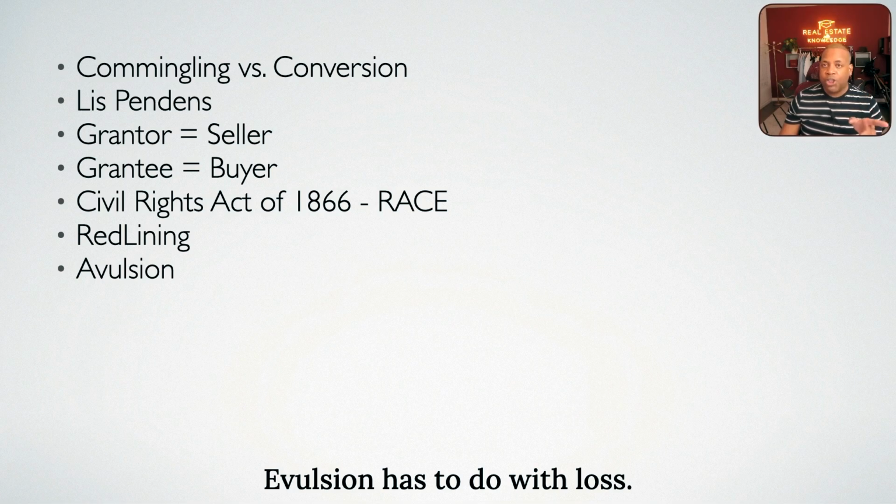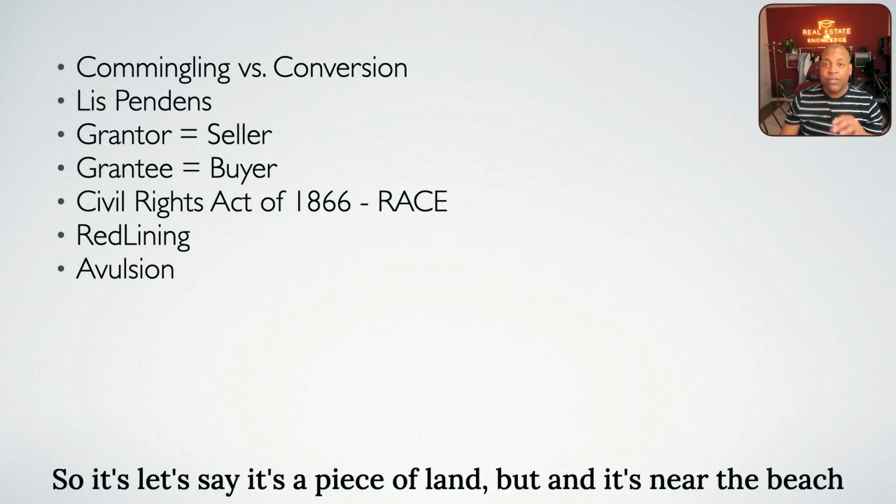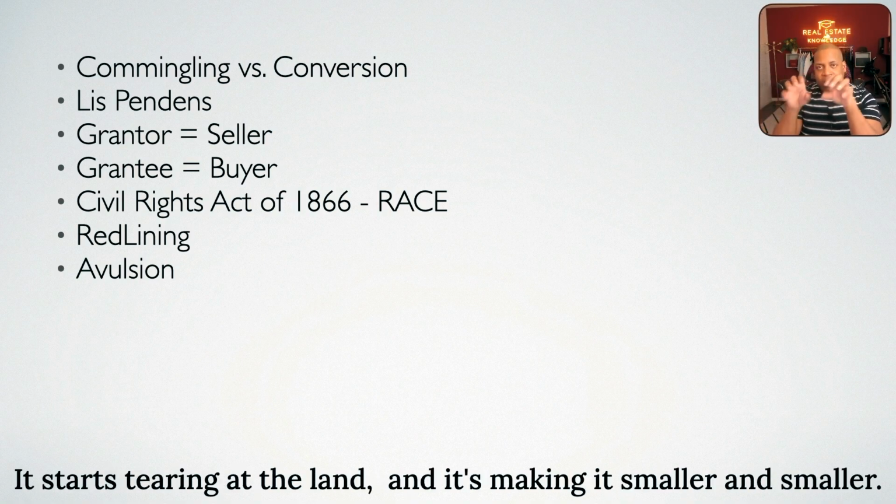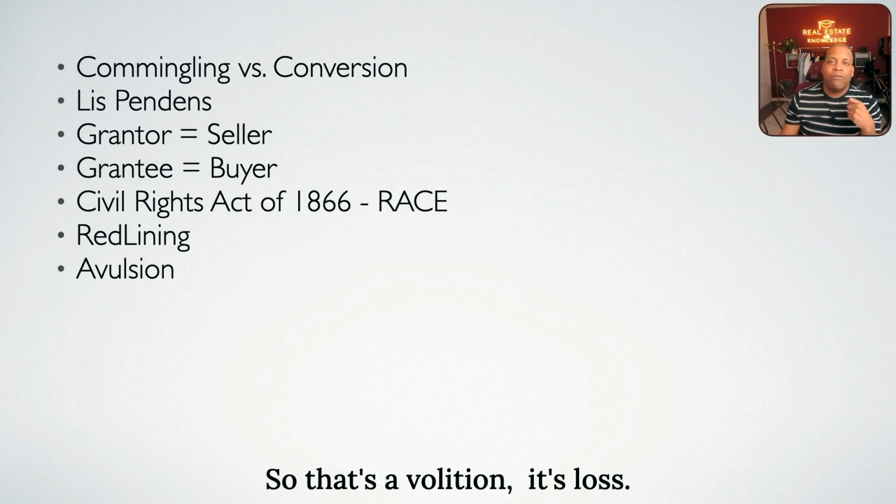Avulsion. Avulsion has to deal with loss. Let's say it's a piece of land near the beach, and the waves go in, come out, go in, come out. It starts tearing at the land, making it smaller and smaller. So that's avulsion. It's loss.